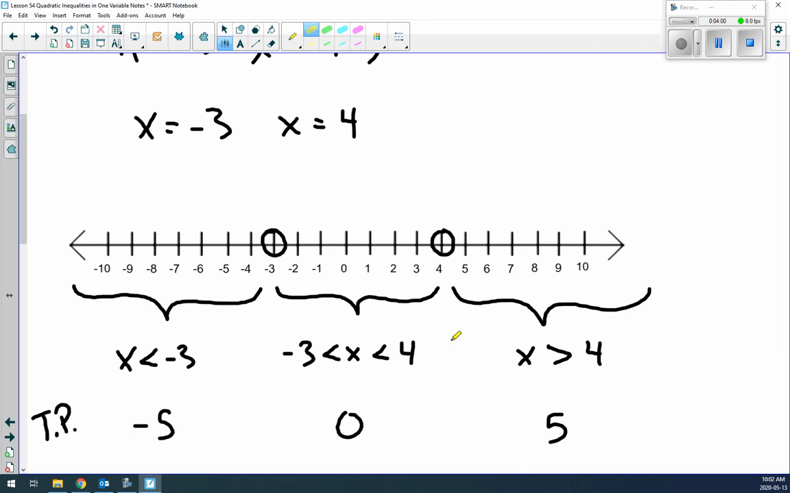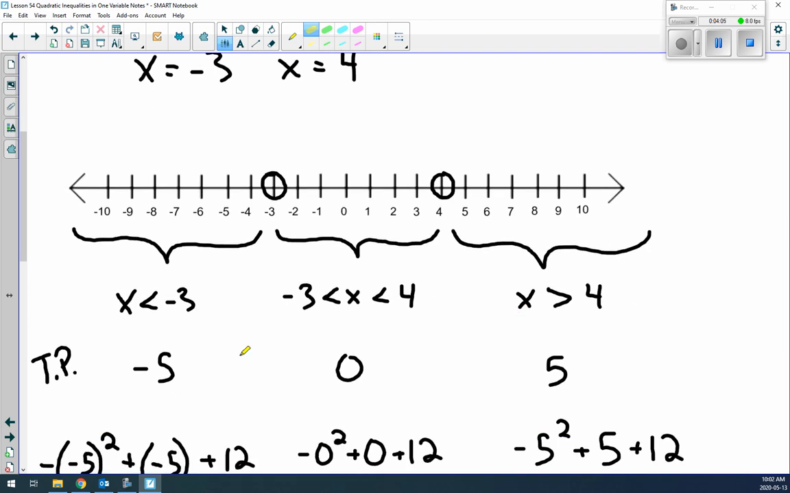-3 is less than x, less than 4. That's the middle part here. Or x is greater than 4. That's the right-hand part. Pick your test points. So since it starts at -3, I pick -5. Here in the middle, I pick 0. This side, I pick 5.